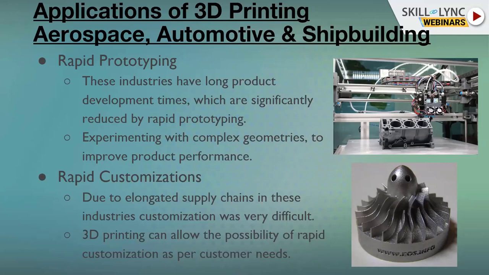Again, these industries have extensively long supply chains. If you know about automotive, the manufacturer's manufacturing goes to the dealership and then comes to you, and there are a lot of moving parts involved within this supply chain. So if you want a product specifically made for you, it would take a very long time and a lot of changes in the supply chain to actually get this product specifically made for you.